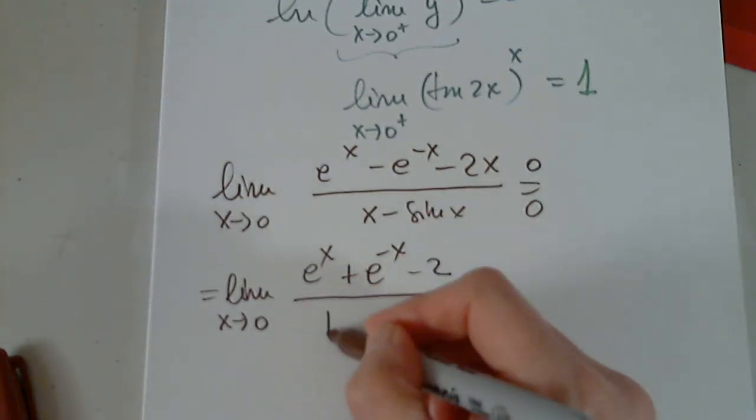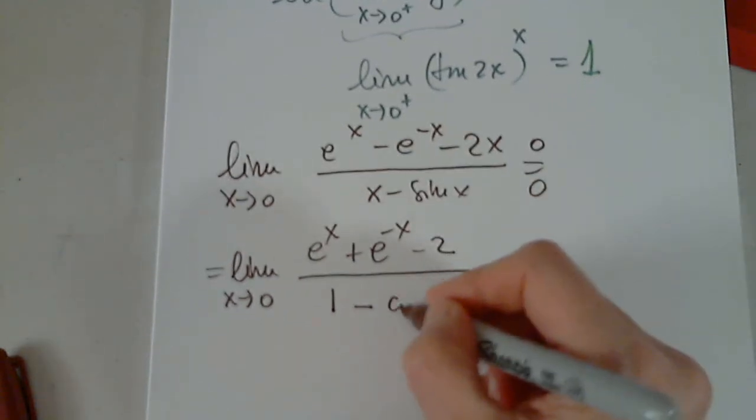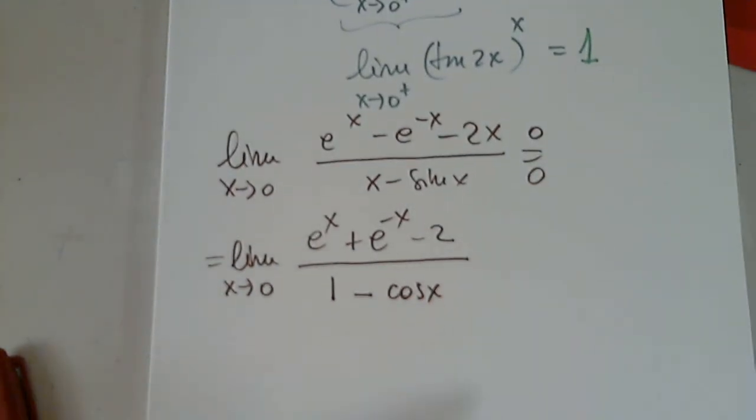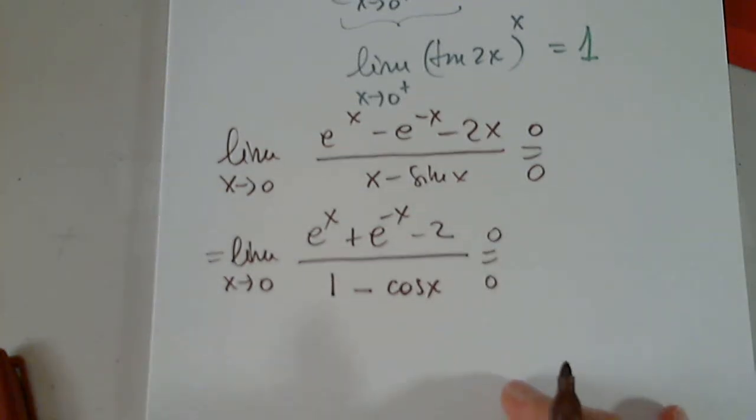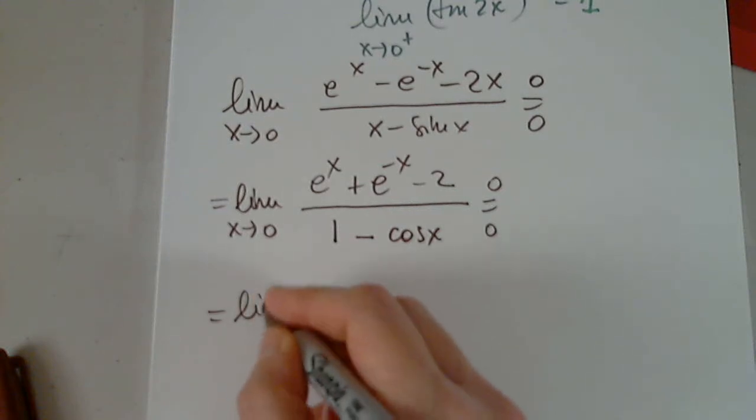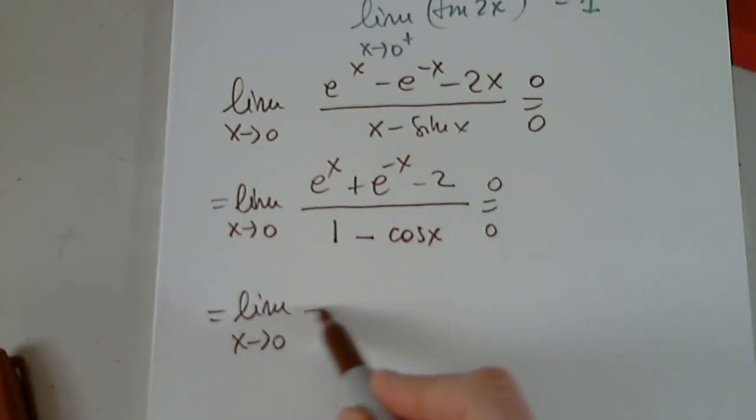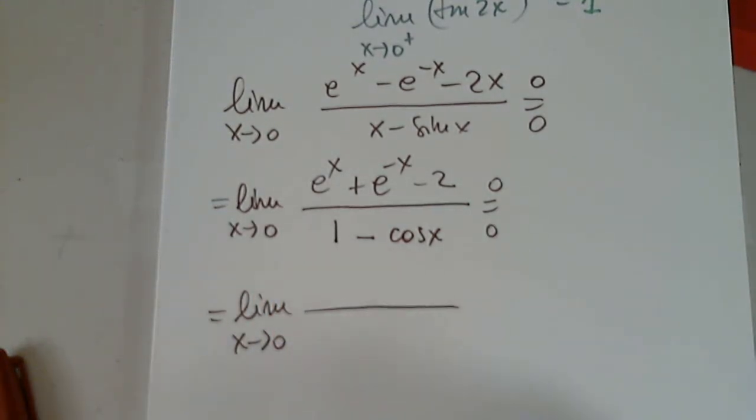The derivative of this is cosine x. I try again. 1 plus 1 is 2. 2 minus 2 is 0. 1 minus 1 is 0. Again, L'Hopital's rule. And I can go on forever till I finish, as long as it's 0 over 0, infinity over infinity.